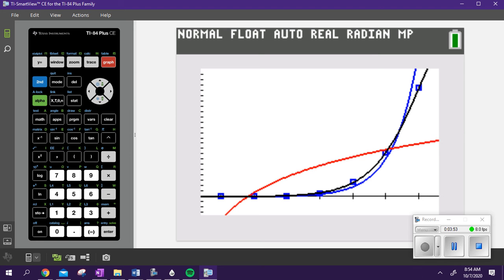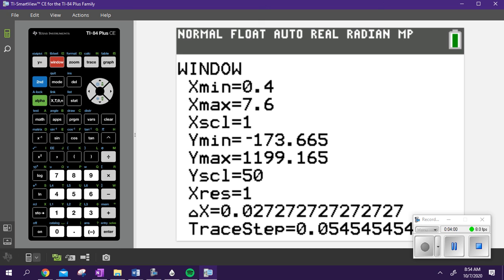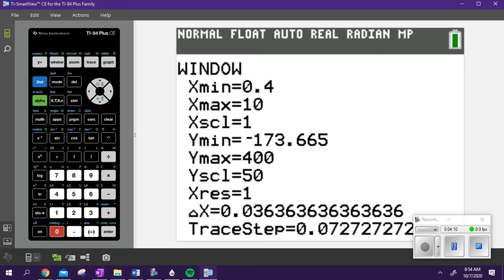So if we were just looking at 0 through 7, I found my answer. Okay, and it's not real close. Let's change our window a little bit. So our window, we only went through 7. Let's say we went through 10. Okay, and let's just change the Y max a little bit. Let's change it to 4,000. I hate the Y scale. I'm going to make it 1,000.